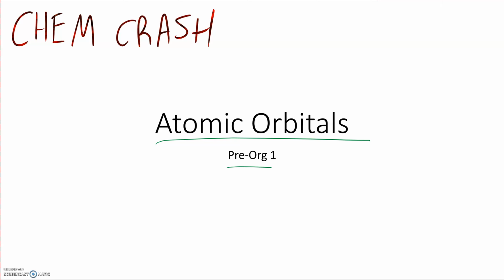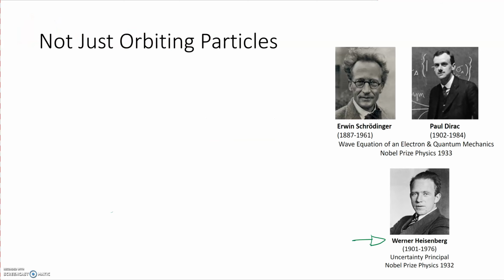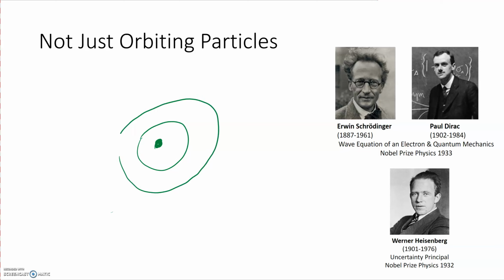Welcome to Chem Crash. Today, in our first lesson of pre-organic chemistry, we're going to be talking about atomic orbitals. The first thing we need to understand when we're talking about atomic orbitals is that electrons are not just orbiting particles. What a lot of you guys might be used to seeing is something like this, where we have the nucleus in the middle and we have circles around it to represent where the electrons orbit.